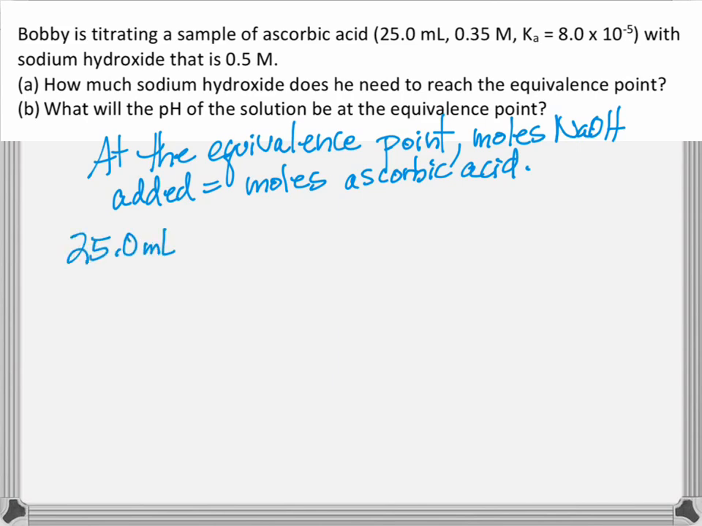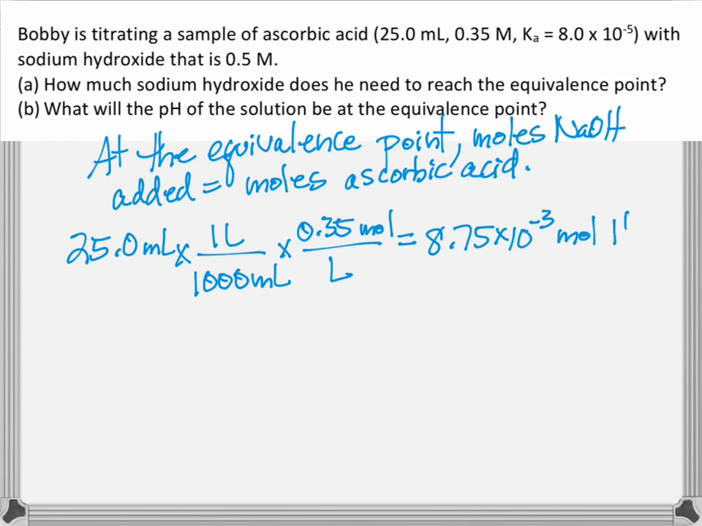We can start by calculating the number of moles of ascorbic acid by taking the volume of the ascorbic acid solution. It's in milliliters. We're going to convert it to liters and then multiply it by the molarity to give us 8.75 times 10 to the minus 3 moles of ascorbic acid.